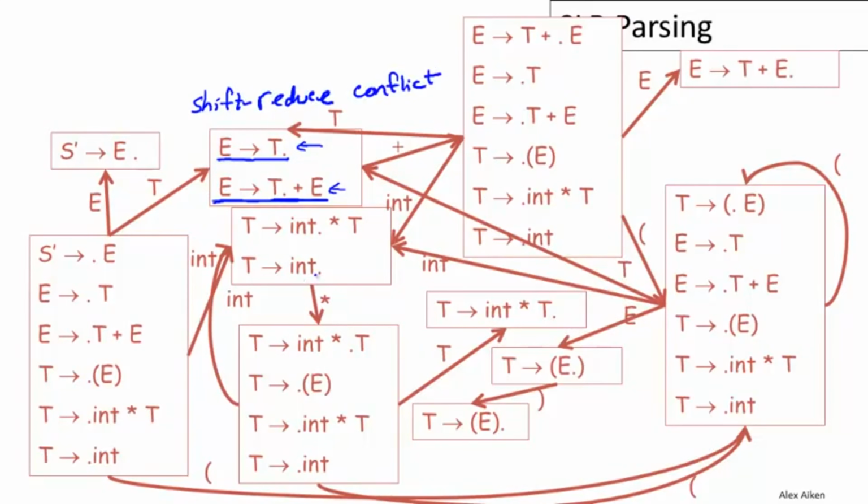Now, that's not the only conflict in this grammar, though. In this state here, we have a very similar problem. Here we could shift if the next input is a times, or we could reduce by T goes to int. And so this state also has a shift-reduce conflict.